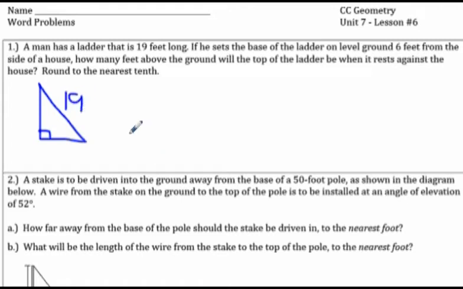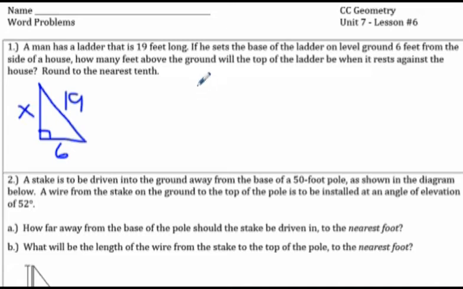If he sets the base of the ladder, meaning the bottom, on level ground 6 feet from the side of the house, from the base of the ladder to the side of the house is the 6. Now here's our x. How many feet above the ground will the top of the ladder be when it rests against the house? So from the ground to the top of the ladder, that is this side over here, which is x.